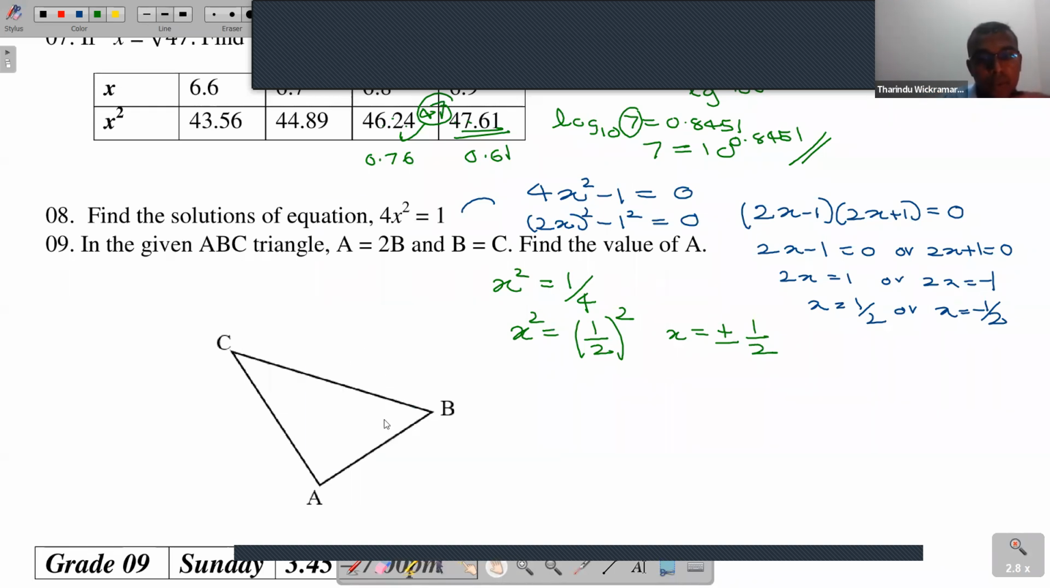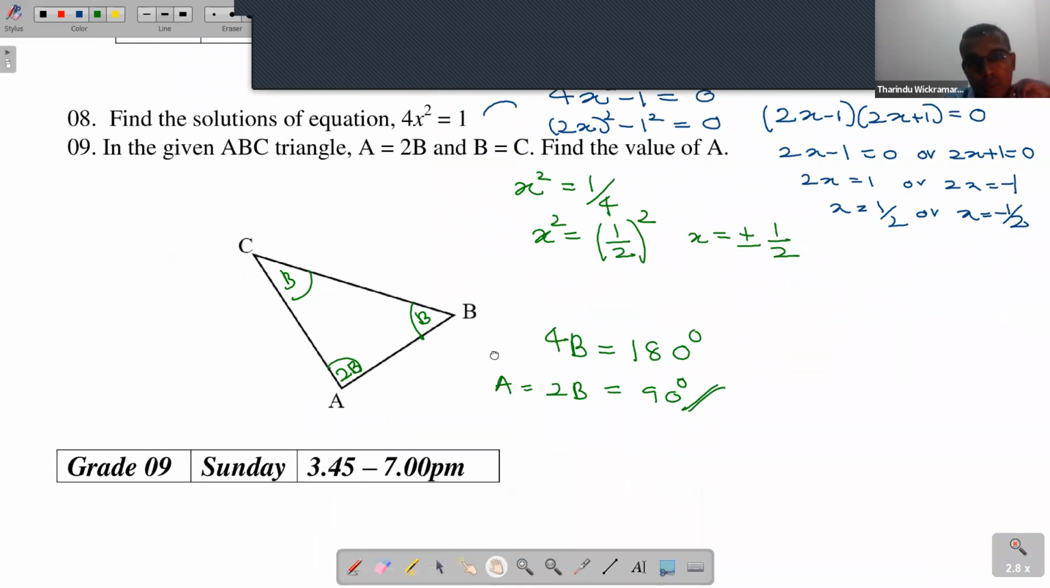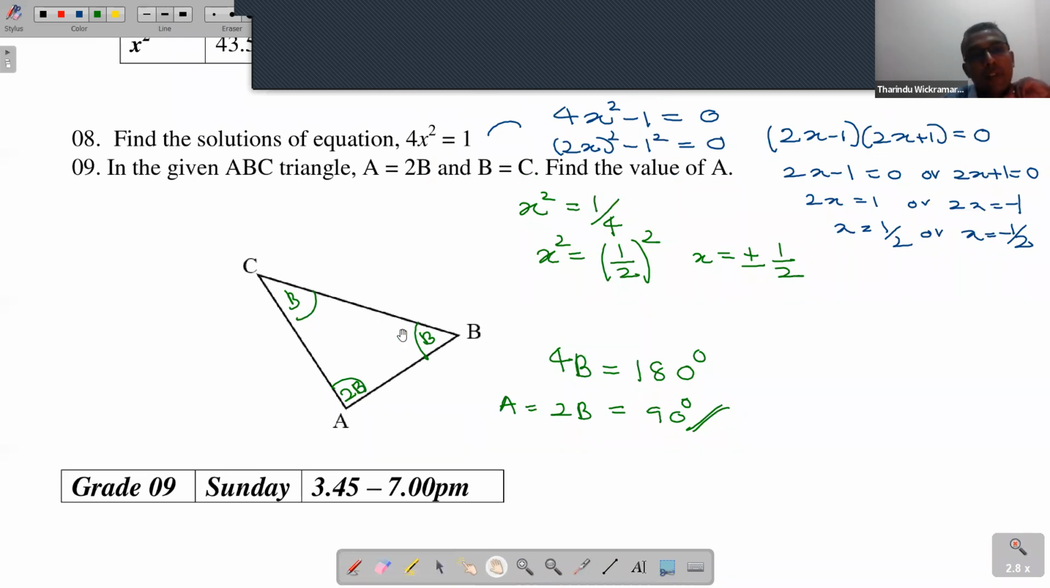So they have given A as 2B. B is equal to C also. So I will take this as B. C is also B. Then I can add these 4. That is 4B, is equal to the interior angle of a triangle, that is 180. So we want to find A. What is A? 2B. If 4B is 180, A equals 2B, that is 90. We need not find B. We can just find 2B. That is easy, A equals 2B, C also equal to B.